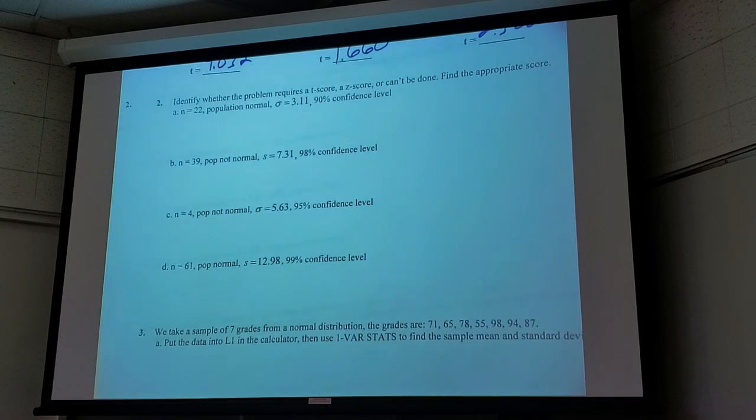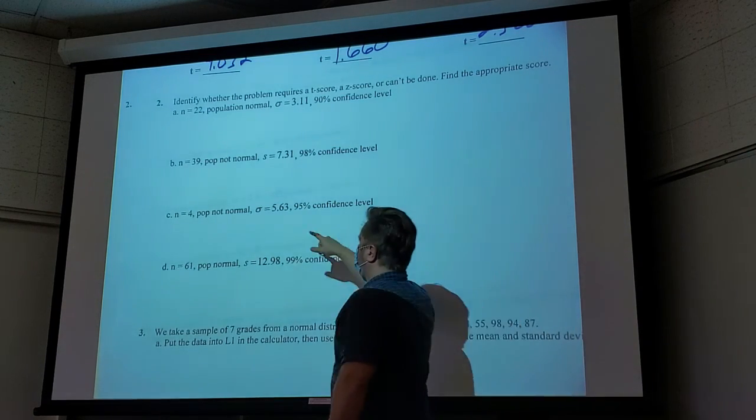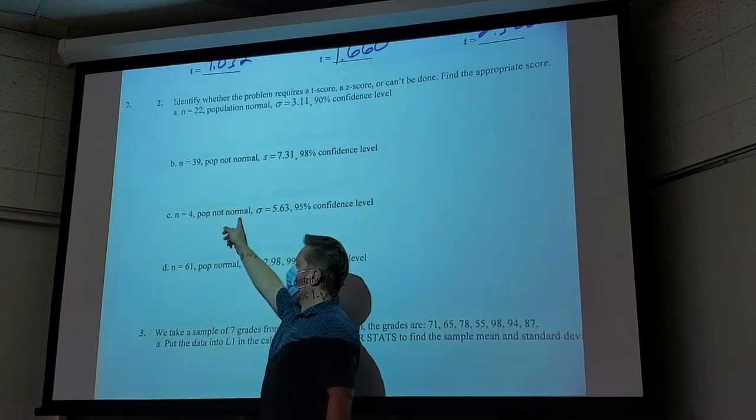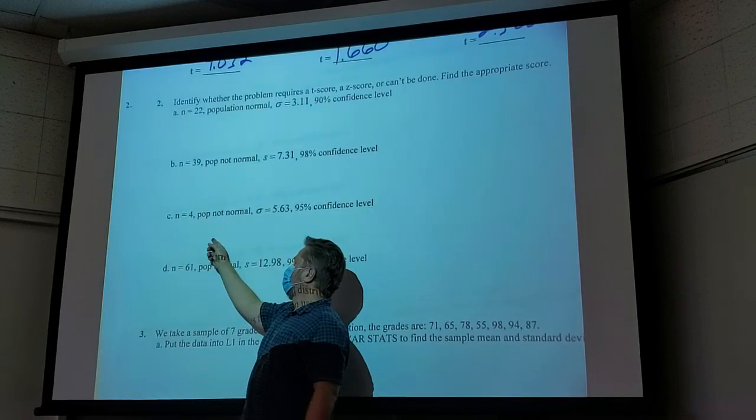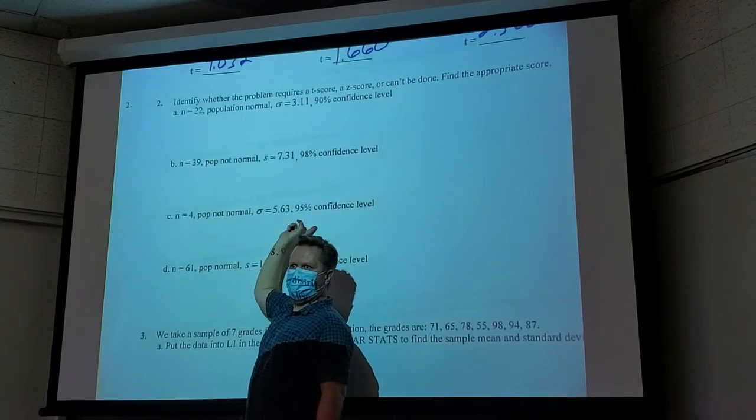Can anyone identify which one we can't do? C. Yeah, what's wrong with C? The population is not normal, and not only is the population not normal to start with, does the sample size save us? No. So we cannot do this.